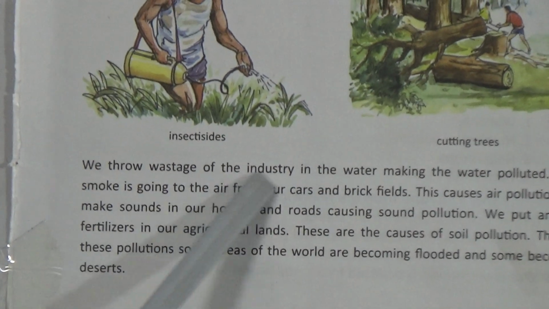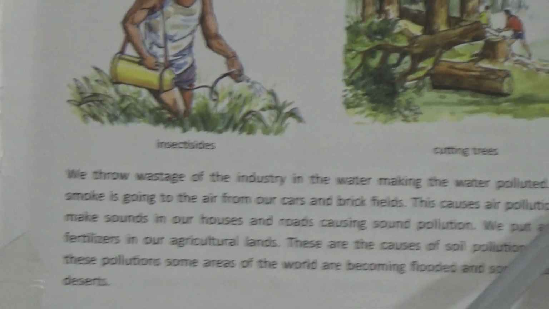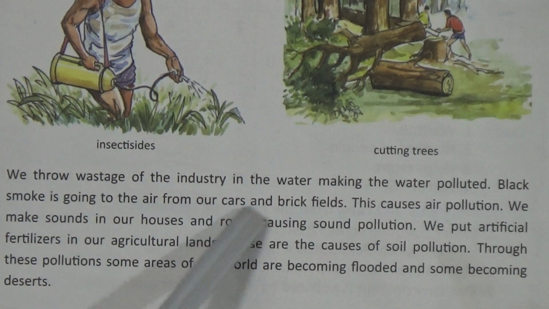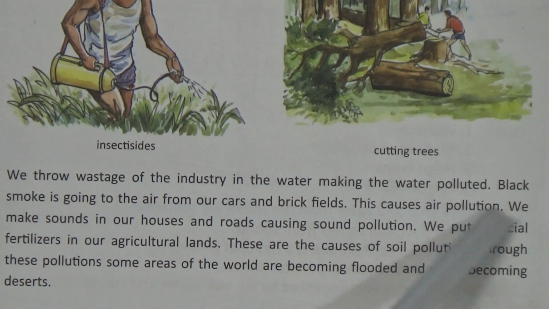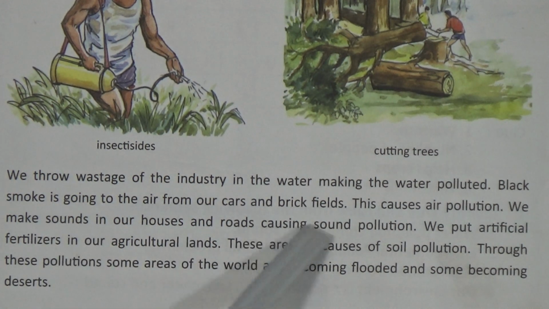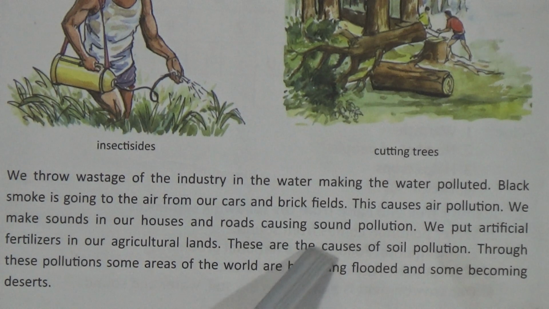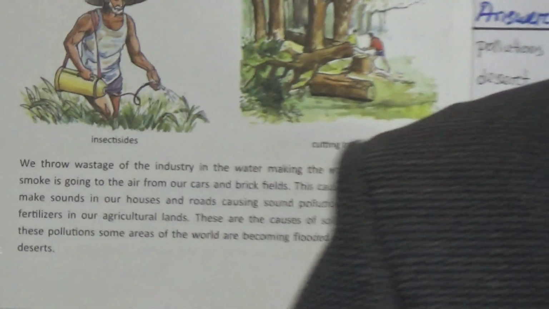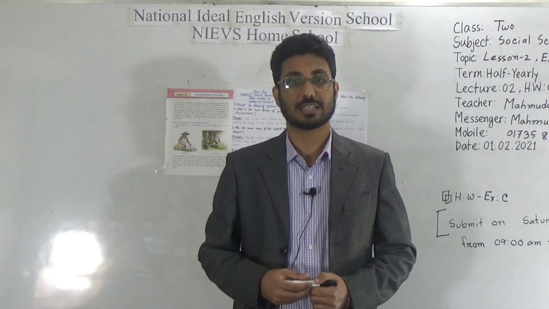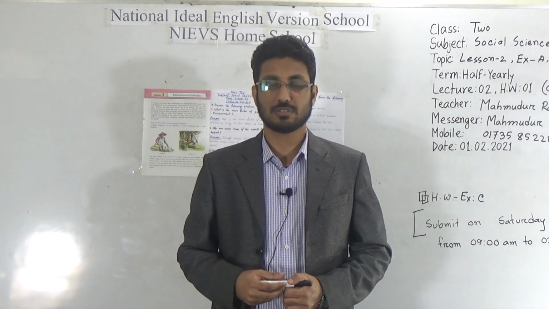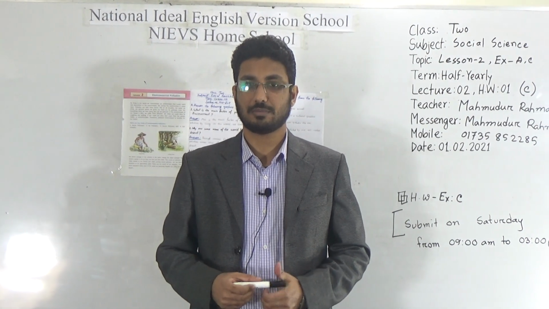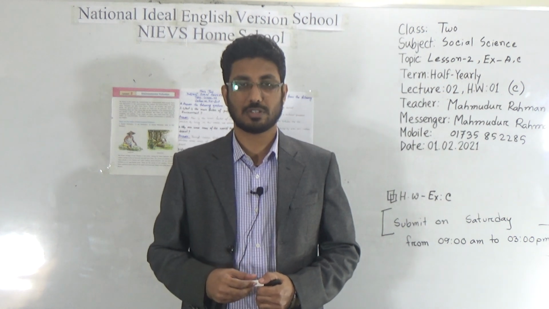We throw wastage of the industry in the water, making the water polluted. Black smoke is going to the air from our cars and brick fields. This causes air pollution. We make sounds in our houses and roads, causing sound pollution. We put artificial fertilizers in our agricultural lands. These are the causes of soil pollution. Through these pollutions, some areas of the world are becoming flooded and some becoming deserts. So dear students, we have learned from this lesson that our environment is getting polluted in different ways. There are 4 kinds of pollution: water, air, sound, and soil pollution. And the sources of pollution are also discussed in this chapter.